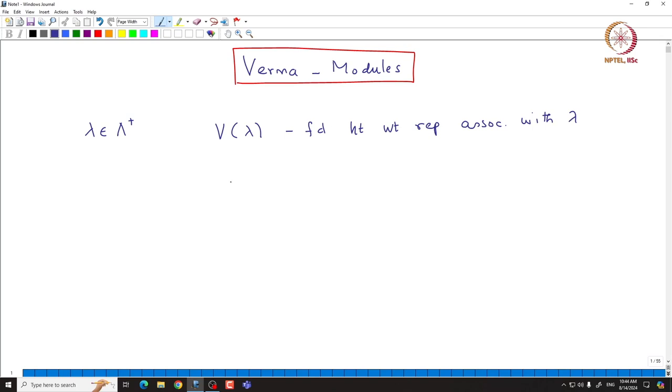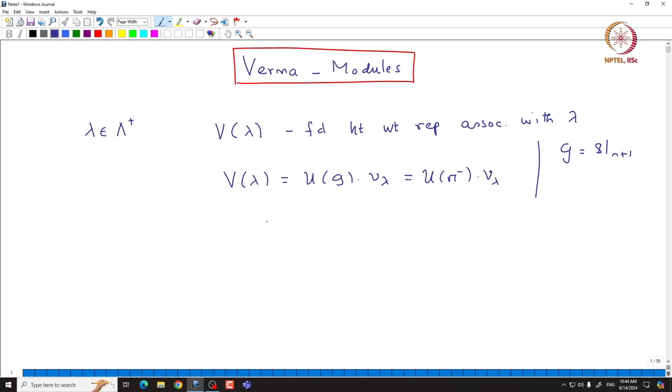So, it is generated by a single vector. Basically it is a cyclic module. So, V of lambda is generated by U(G) V lambda. Here G is SL(N+1), and we always use the notation that we developed earlier. So, N minus will be the negative part. We already know that this is exactly equal to U(N minus) applied on this V lambda.